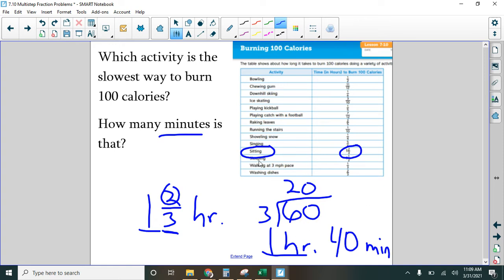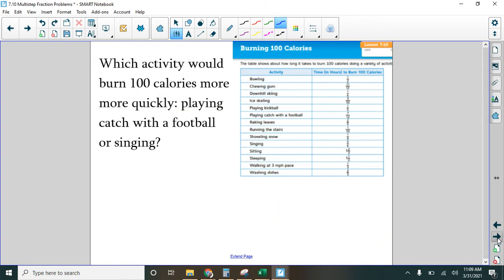And that makes sense. We talk about that all the time, checking to make sure our answer makes sense in the real world. Of course, running up the stairs is hard, so you're going to be done with calories fast there. Sitting doesn't take much effort, so that's going to take longer to burn those calories.